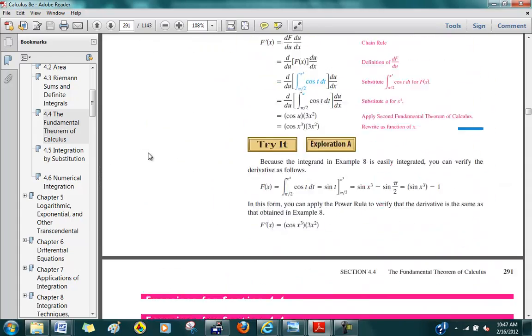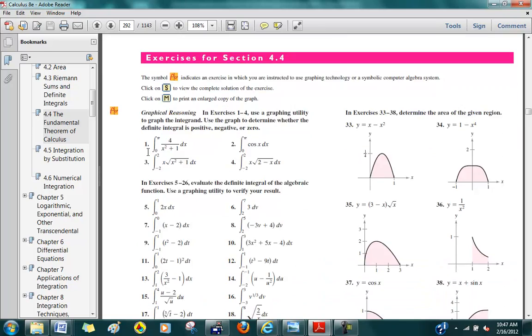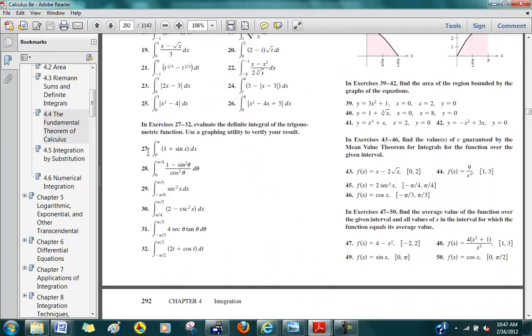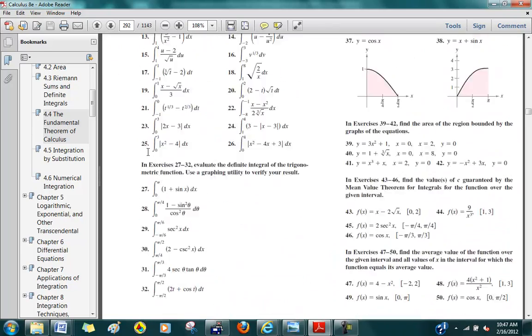Wow, this book's got a lot of stuff in there. I think you should be reading this thing, huh? Number 44. Where are we?